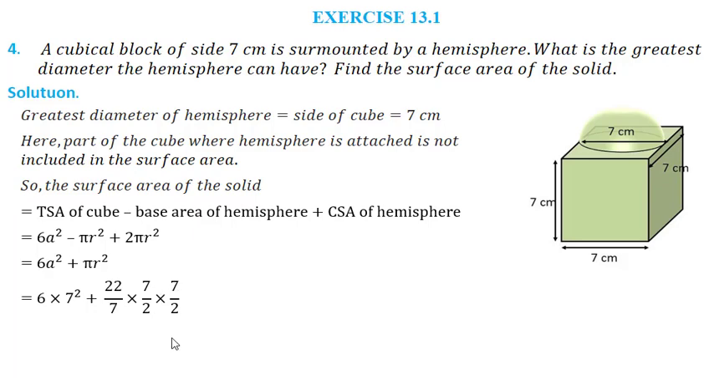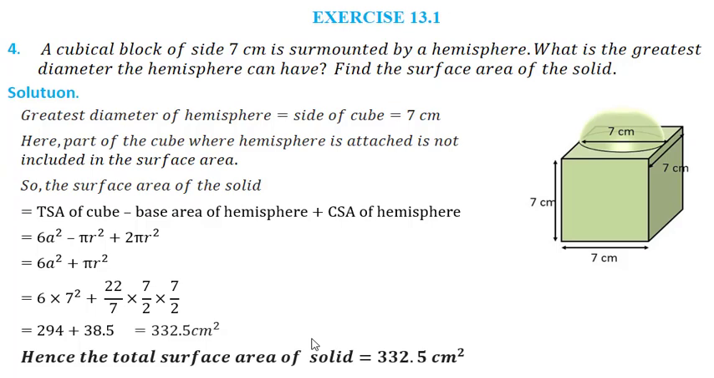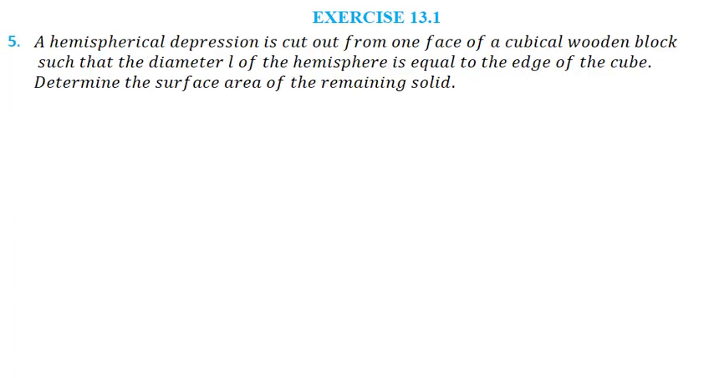Now the diameter is 7, so the radius I can say is 3.5 or 7 upon 2. Here we have written 7 upon 2. So calculate it, and you will get the result as 332.5 centimeter square. So I will say that the total surface area of the solid is 332.5 centimeter square. Now let us see the fifth problem.